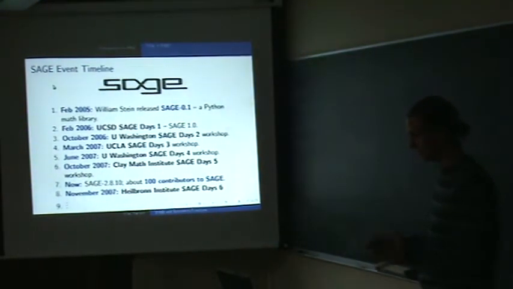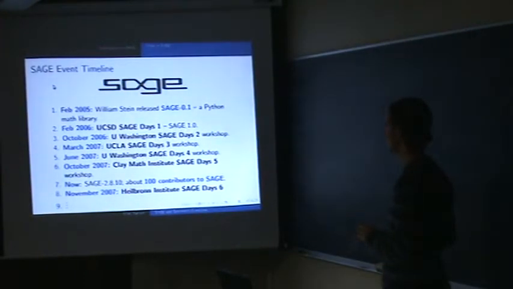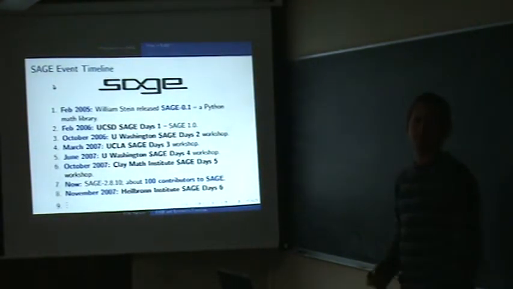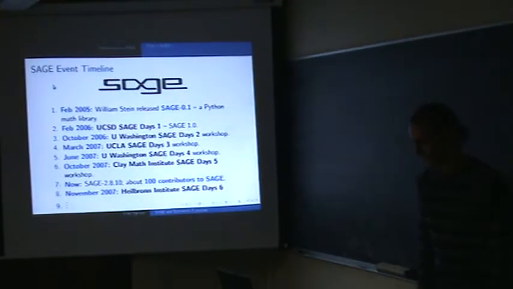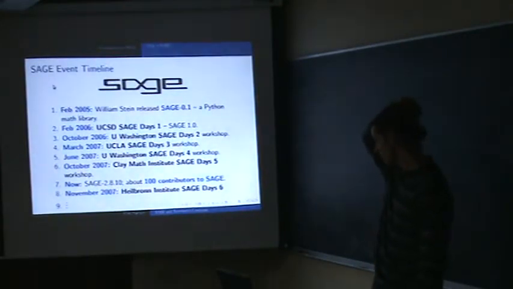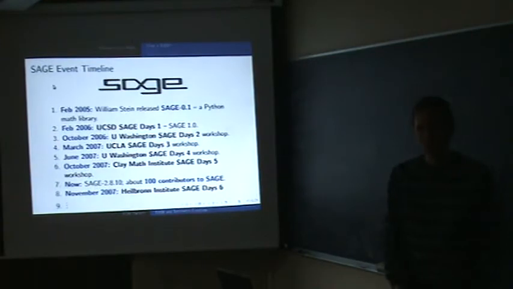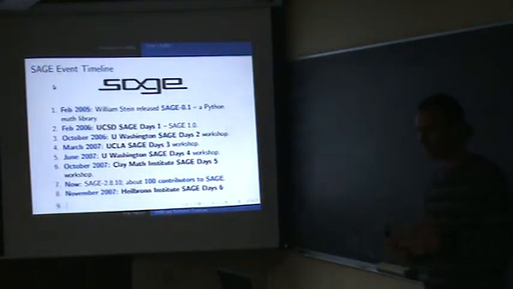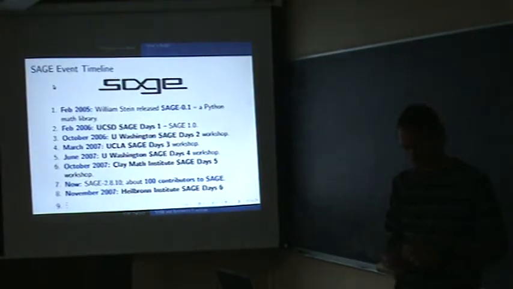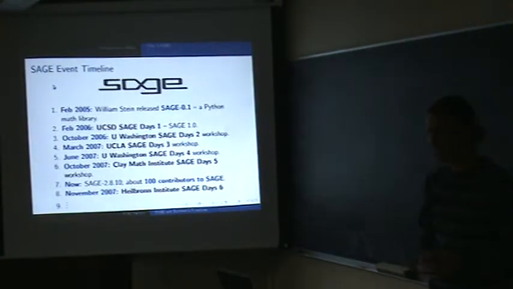So here's how Sage came to be. In February 2005, it was started by William Stein, who's here in the audience, and he released Sage 0.1, a Python math library. February 2005 is not so long ago, especially when you think about it in terms of the computer algebra world. Both Maple and Mathematica were started in 1988, which puts them at nearly 20 years old. MATLAB was started in, I believe, 1984, and Magma, I believe, was from the early 90s.